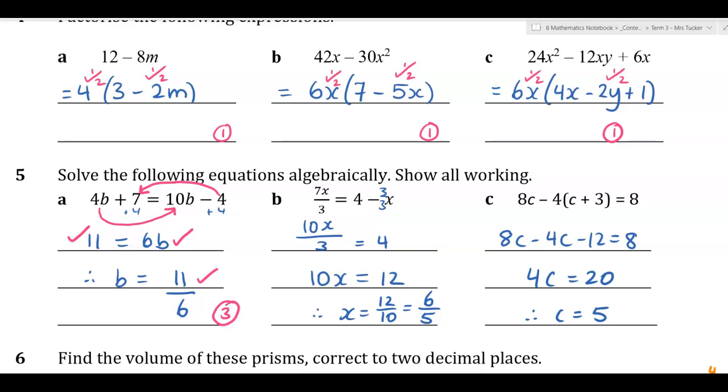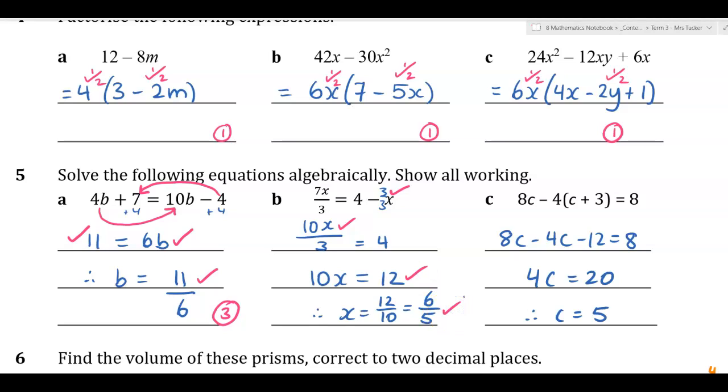Okay. All right. Number 5b. Number 5b was a little bit tricky. You had to change this minus x into minus 3 over 3x. So that's 1 point there for changing that to 3 over 3. Then you add it to the other side, you get 10 over 3. Then you multiply and then you divide.